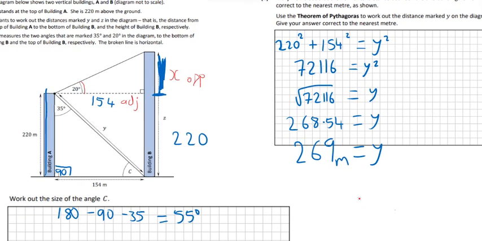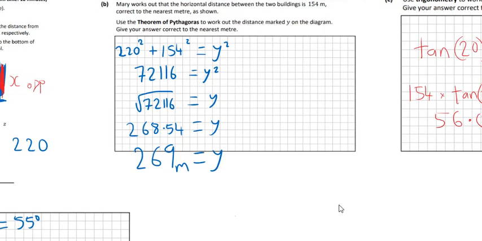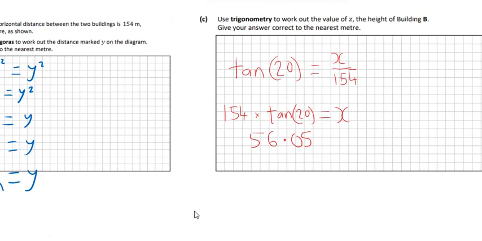So that's the part I'm shading in red here that we've worked out. We need to add on 220, because the question actually asks for the height of building B. So we add 220 to that, and it gives us 276.051. The question asks us to round off again to the nearest meter, so it's going to be 276 meters. And that's going to be our final answer.